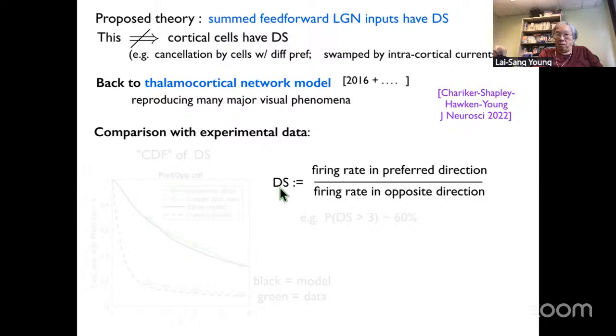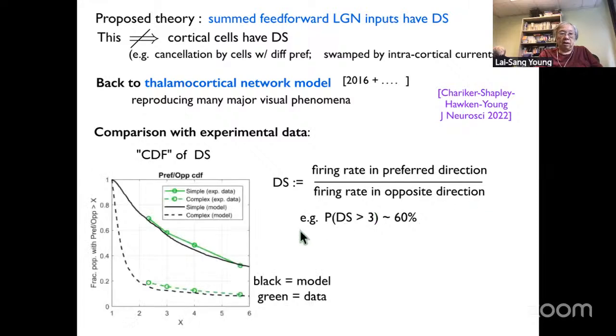So I need one way to measure DS. DS can be measured as a quantity: it's the firing rate in the preferred direction compared to the firing rate in the opposite direction. You take the same grating, give it in two different directions, and you measure the ratio. A ratio of 3 is often what people regard as having direction selectivity. One side is firing 3 times more than the other.